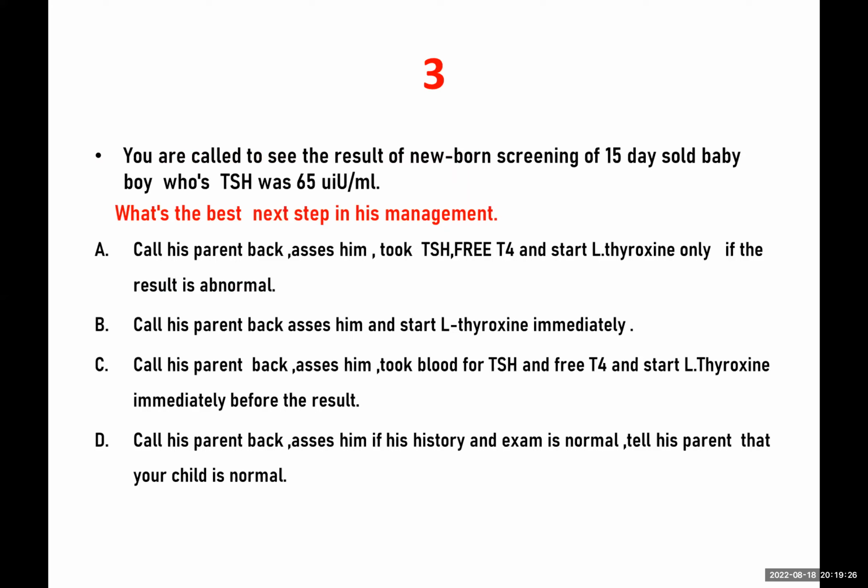Let us say this is a cord blood sample, because usually in newborn screening we have a cord blood and heel prick. So this is a cord blood sampling of a child, and the result comes back at day 15, which shows a TSH of 65. So what is the next step in his management?